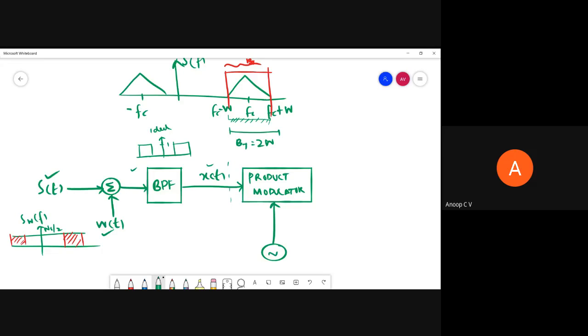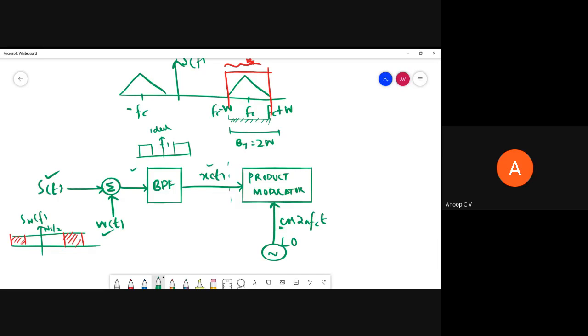a local oscillator producing cos 2 pi fc t. Here again, for convenience, we have assumed the local oscillator output amplitude is equal to unity. For simplicity, we have considered that. So what this product modulator does is it multiplies X of t and this cos 2 pi fc t.